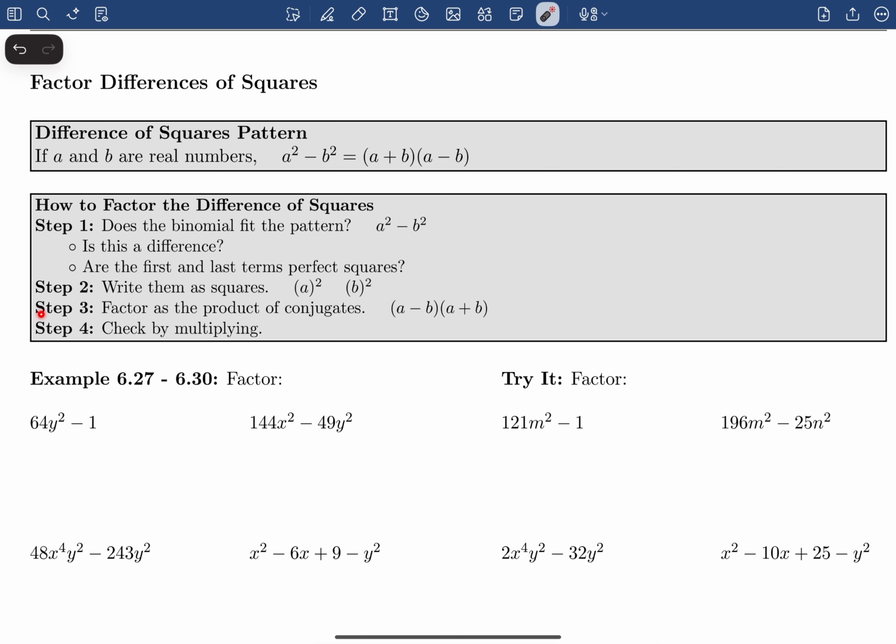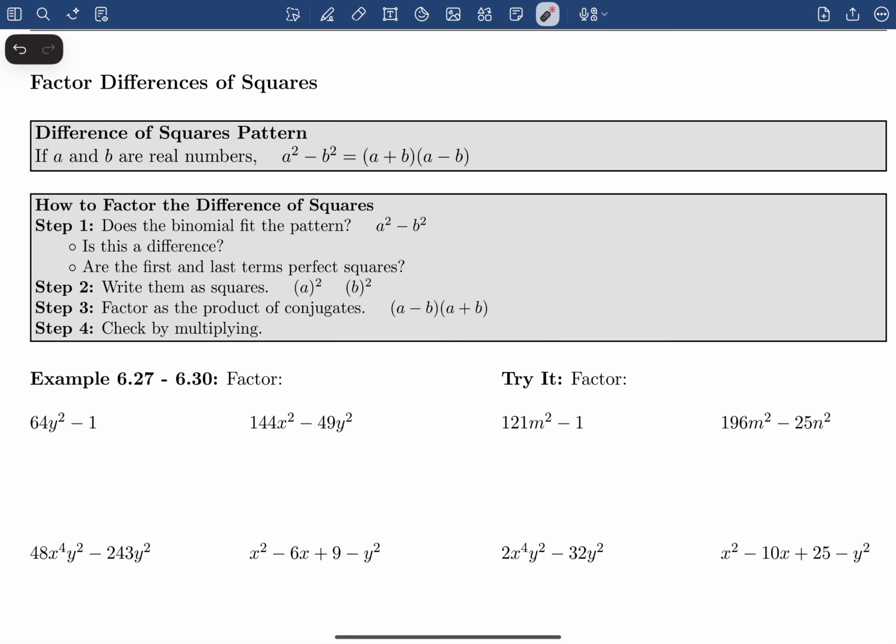And then step three, factor as the product of conjugates. Now, conjugates are when you have the same two terms, a and b, in two binomials, but they have opposite signs. So a minus b is the conjugate of a plus b, and vice versa. A plus b is the conjugate of a minus b, however you want to think of it. These are two conjugates being multiplied together. And step four, check by multiplying.